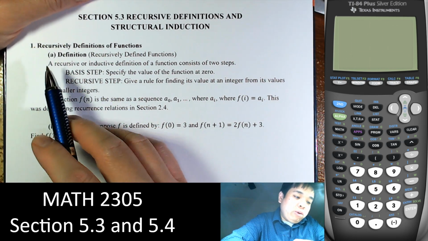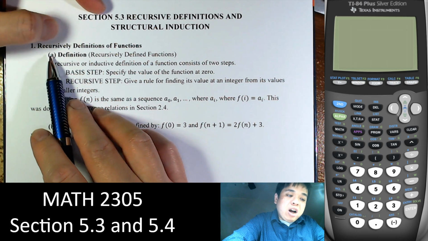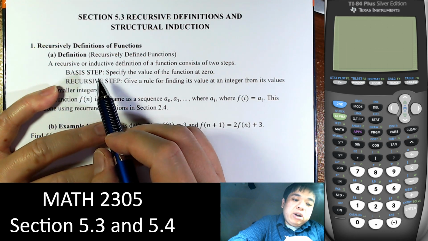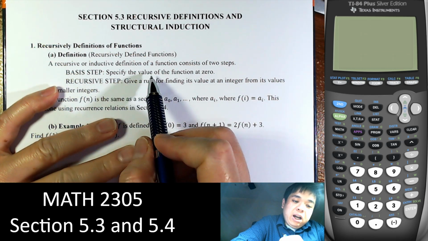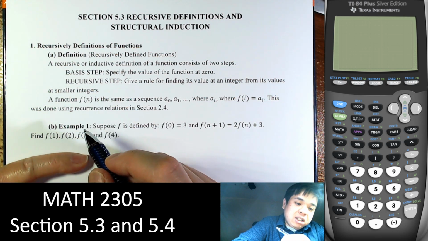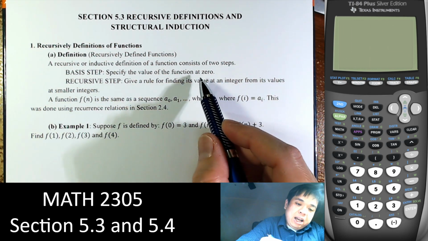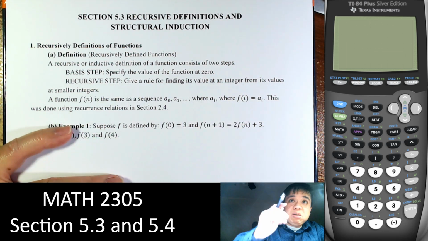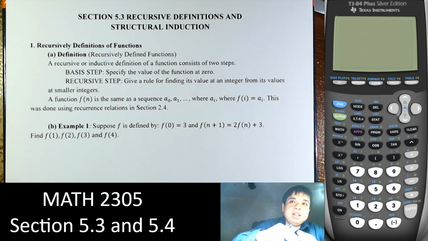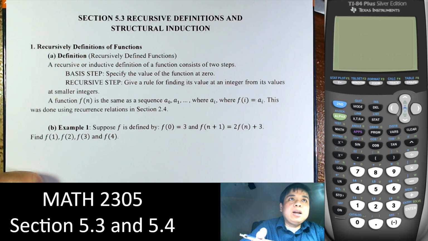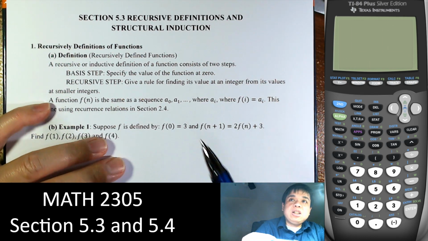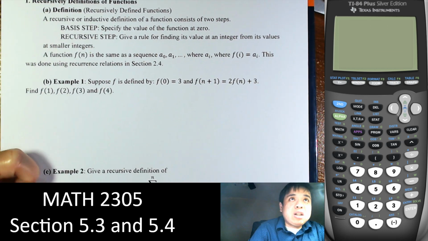Right. So first we recursively define a function. A recursive or inductive definition of a function consists of two steps: the basic step and the recursive step. The basic step specifies what happens to the function at 0, or the initial values, and then the recursive step is how we get from this stage to the next stage. The function works the same way as the recurrence relation we discussed in section 2.4. Let's look at some examples.